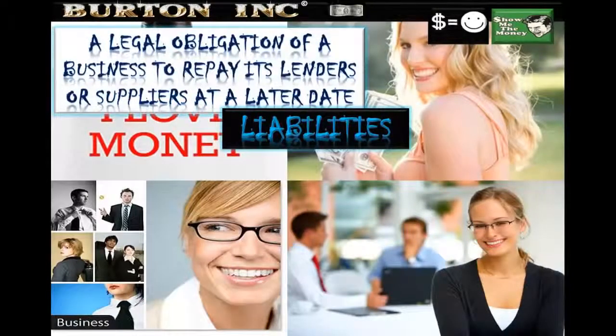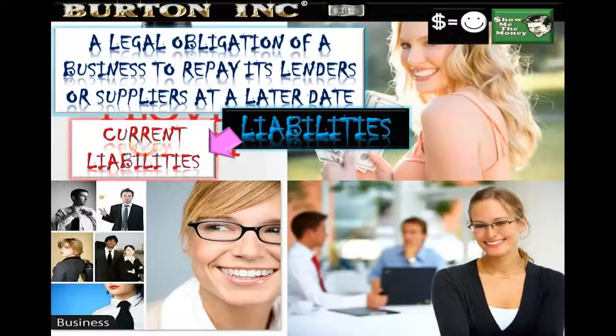Kind of the opposite of assets is liabilities. This is something that the business is going to owe. We define it as being a legal obligation of a business to repay its lenders or suppliers at a later date. Again, the two types are current and long term.